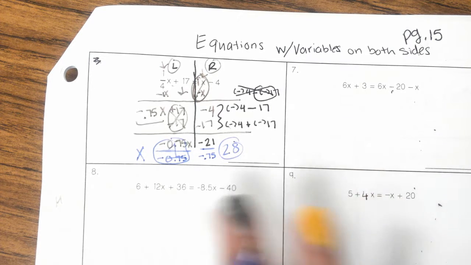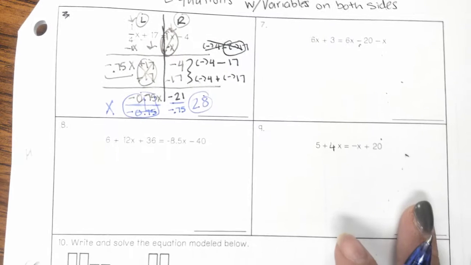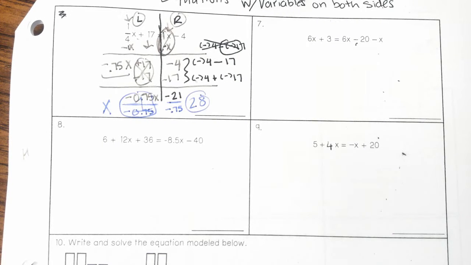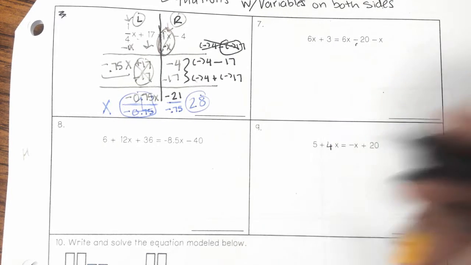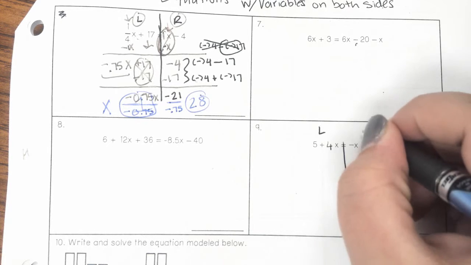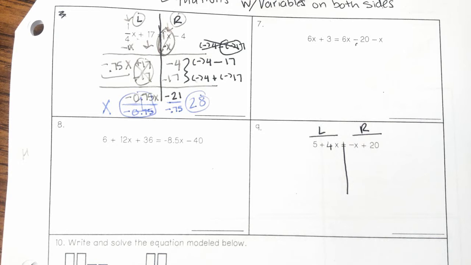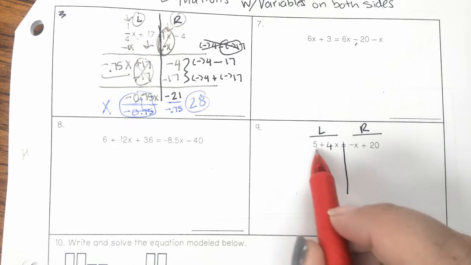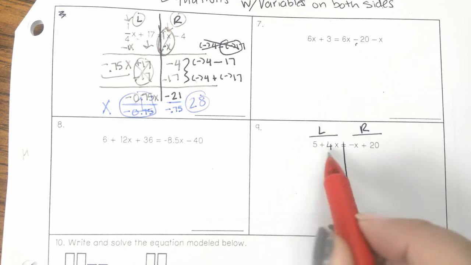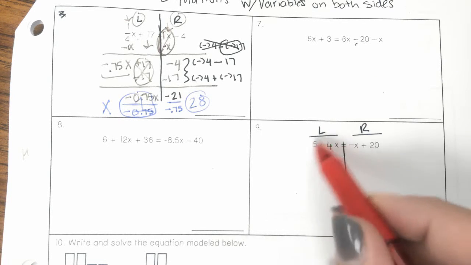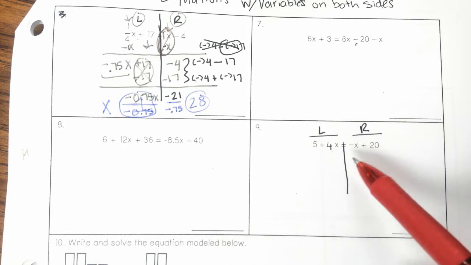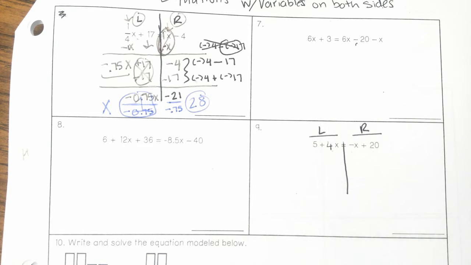I want to skip 7 and 8 for now. Let's look at number 9. First, we split our equation into two sides, a left side and a right side. We are going to first combine like terms. On the left side, I have the constant 5 and the variable term 4x. Those don't combine. On the right side, I have a variable term and a constant. Those don't combine. So combining like terms again was done for us.